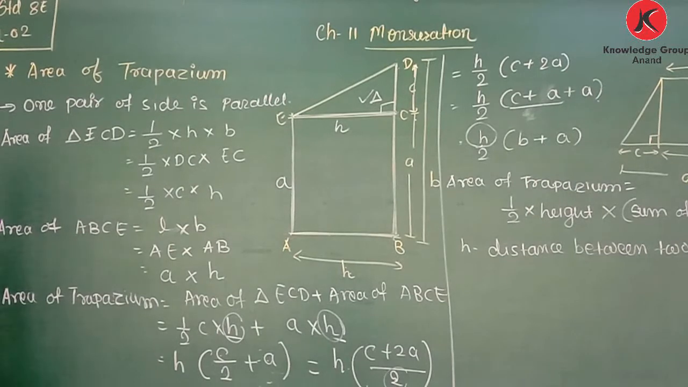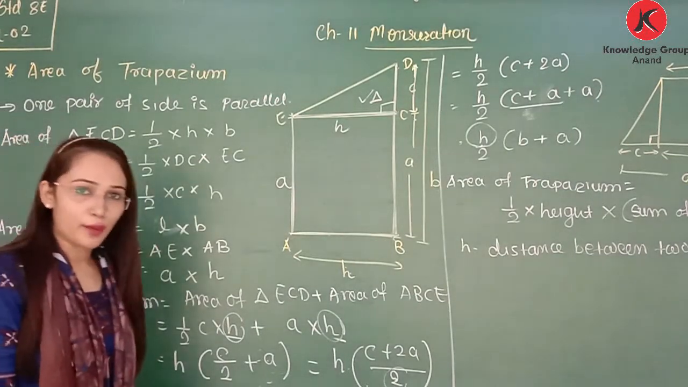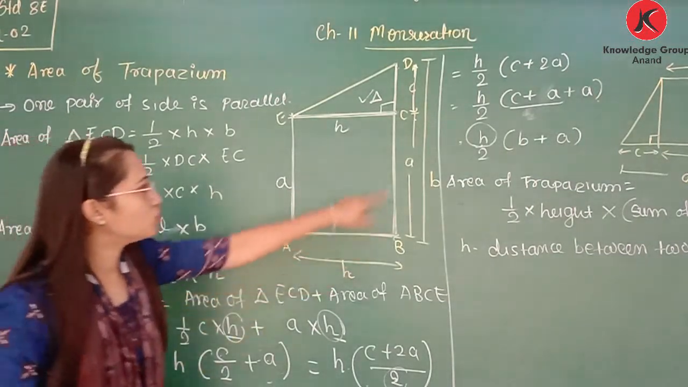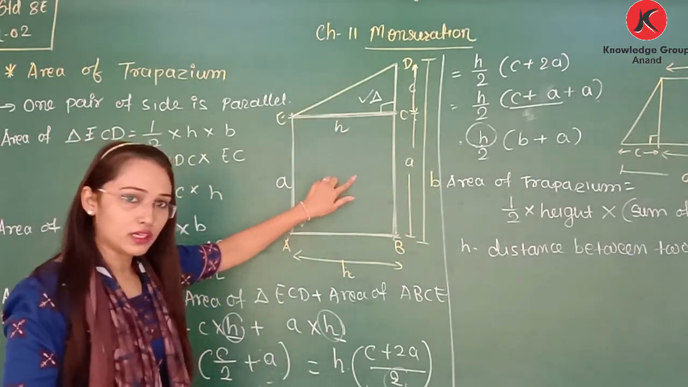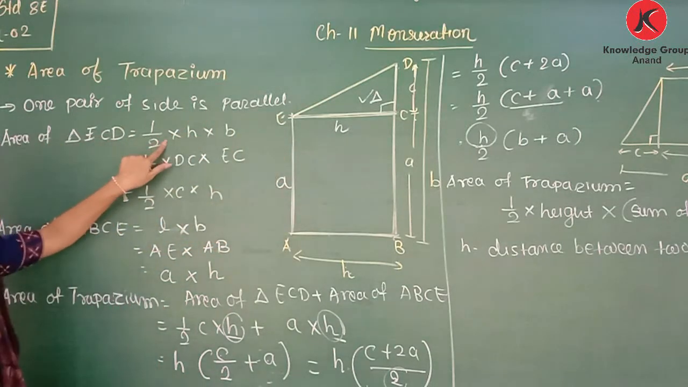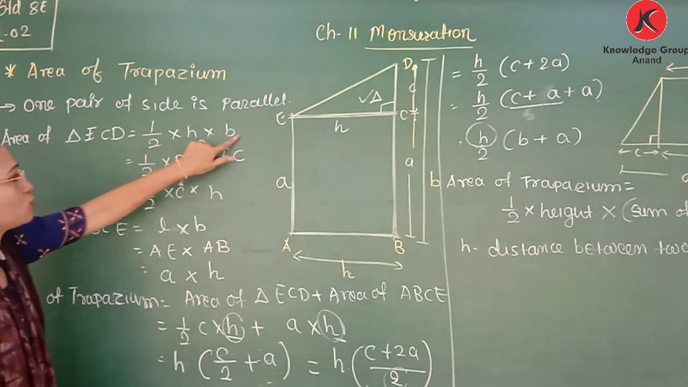In the exam, it is also asked to derive the equation for a trapezium. So how can you start? You draw a trapezium. You divide the trapezium into one triangle and one rectangle. So what is the area of a triangle? That is 1 by 2 height into base.